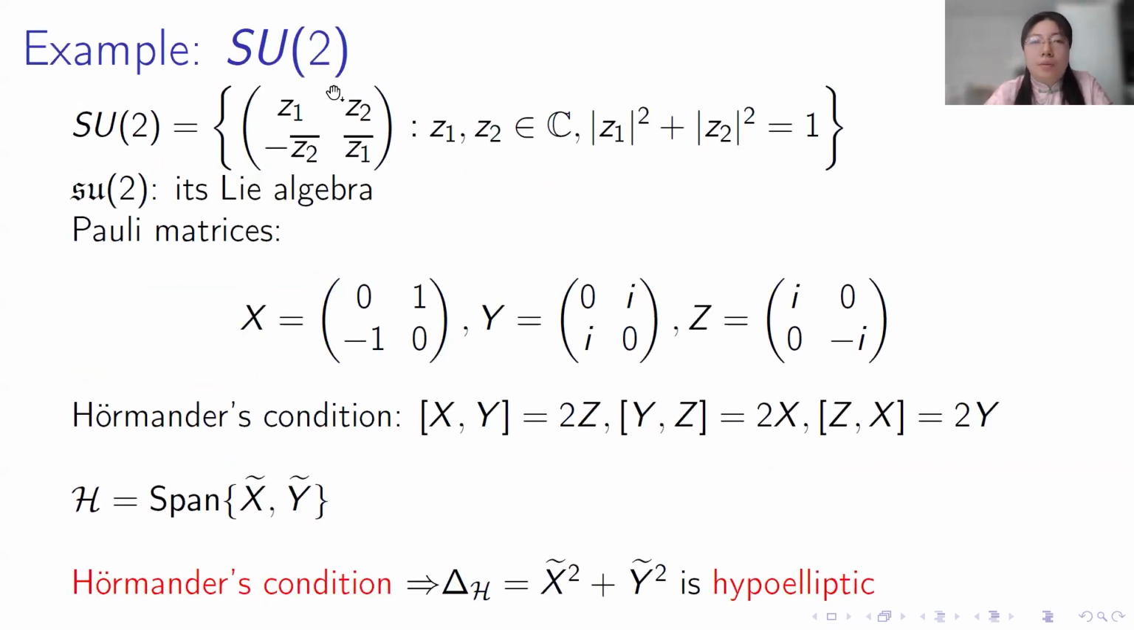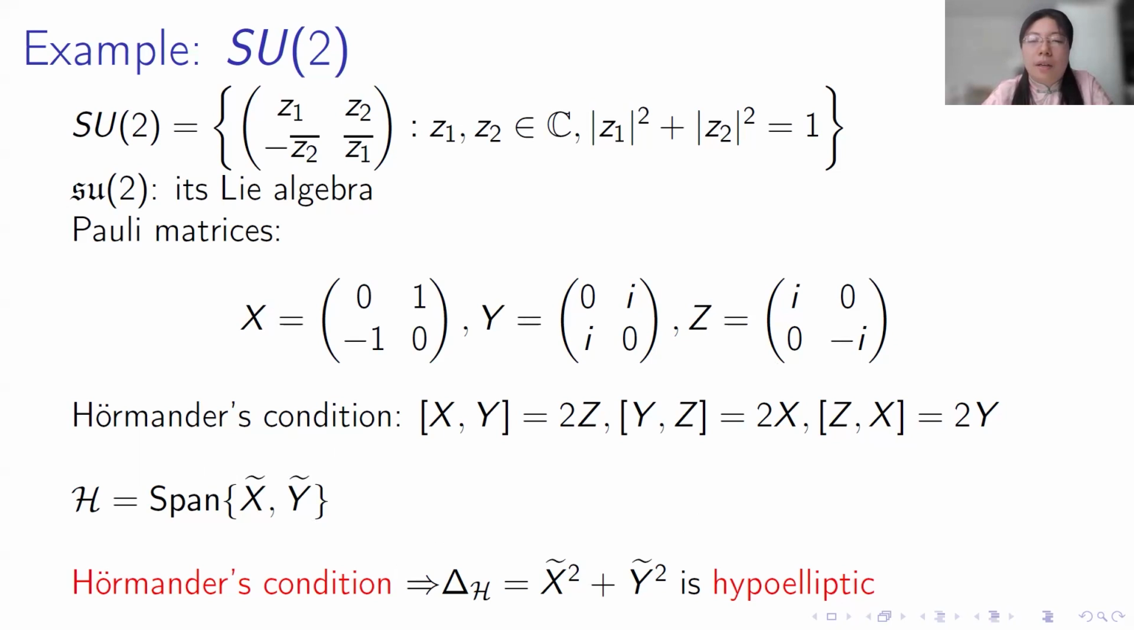The second example is SU2, the 2x2 unitary matrices. We have the Lie algebra spanned by such three Pauli matrices. Here the Hörmander condition is satisfied by SU2. Again, here you have this type of cyclic Lie bracket result. And the horizontal distribution is spanned by x tilde and y tilde. So still a two-dimensional horizontal space.